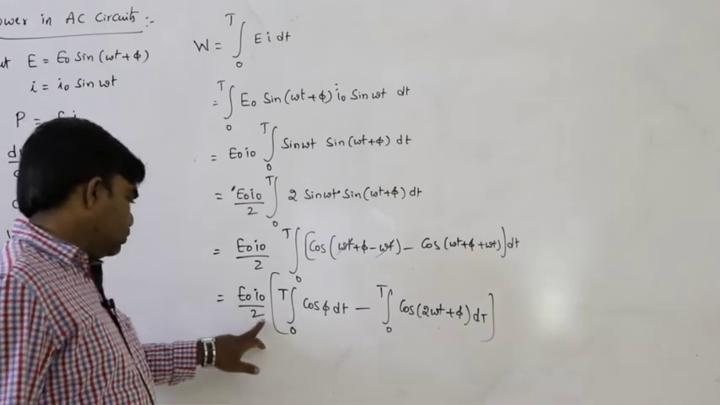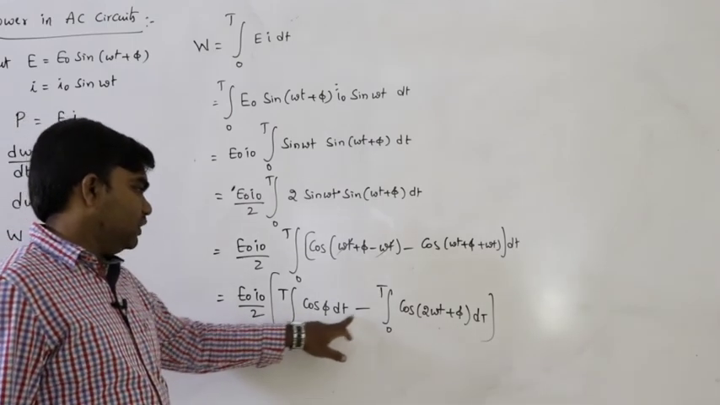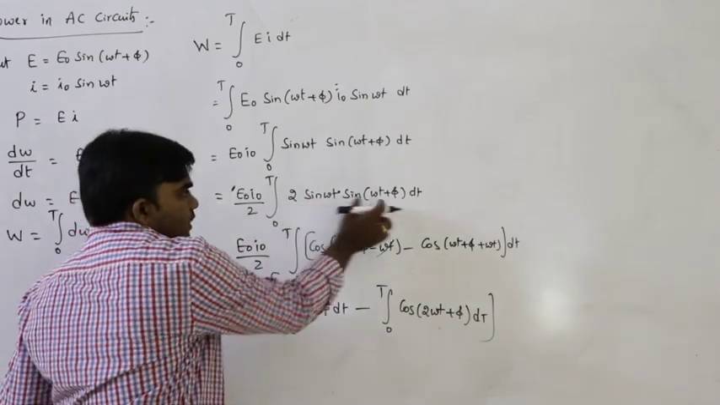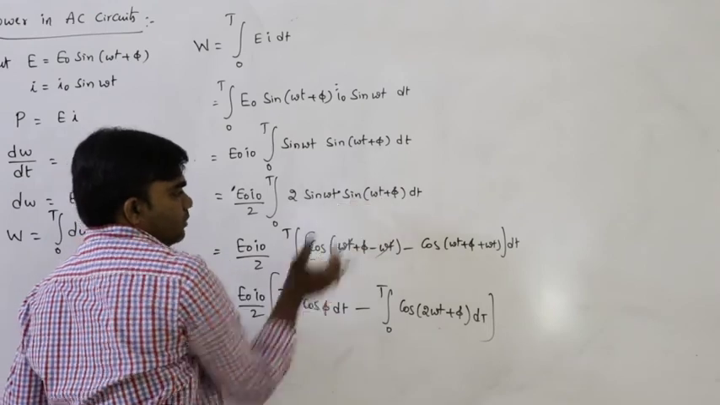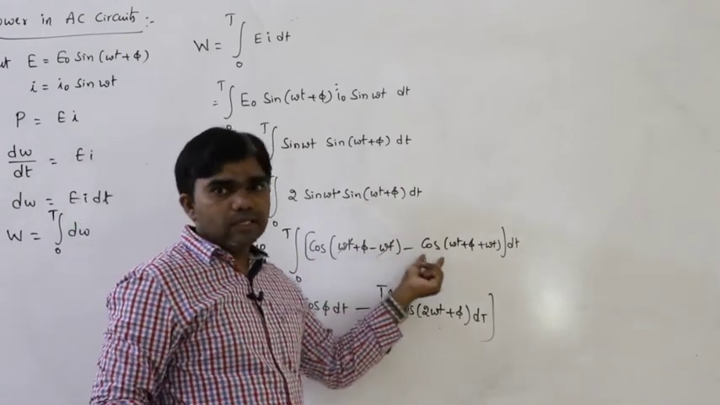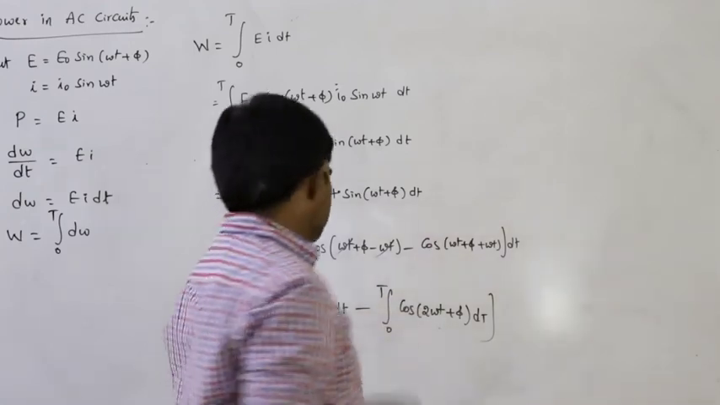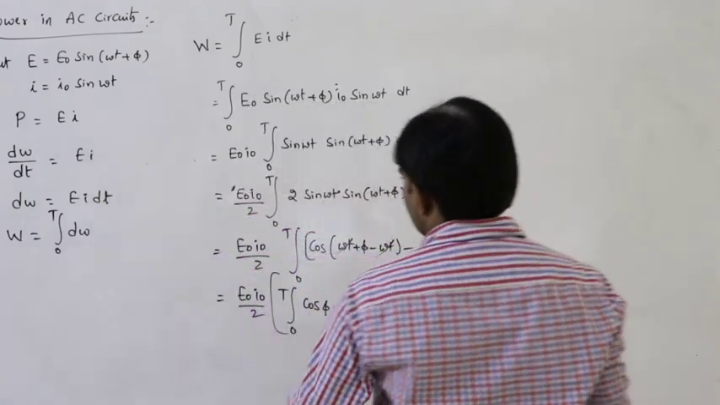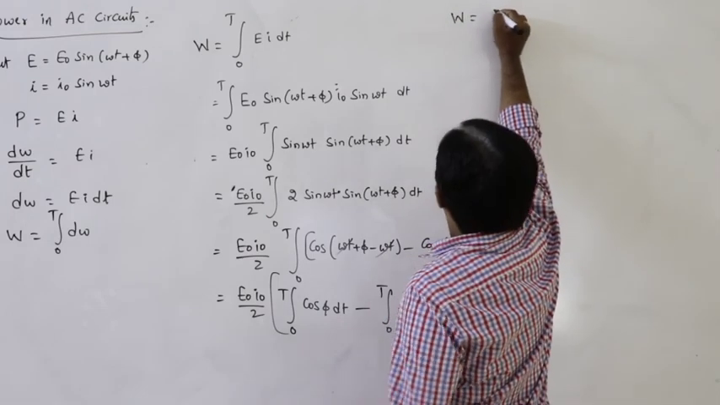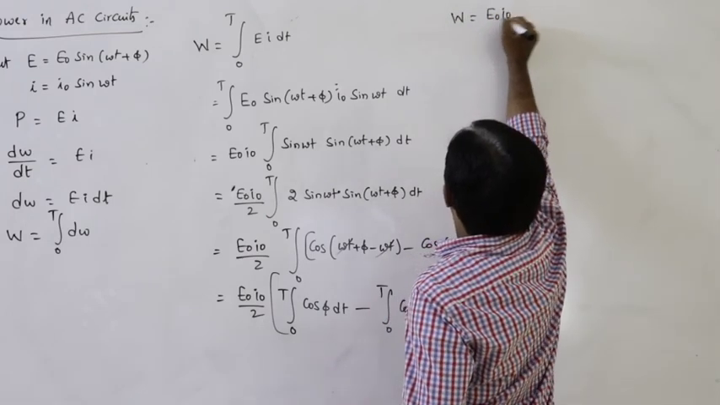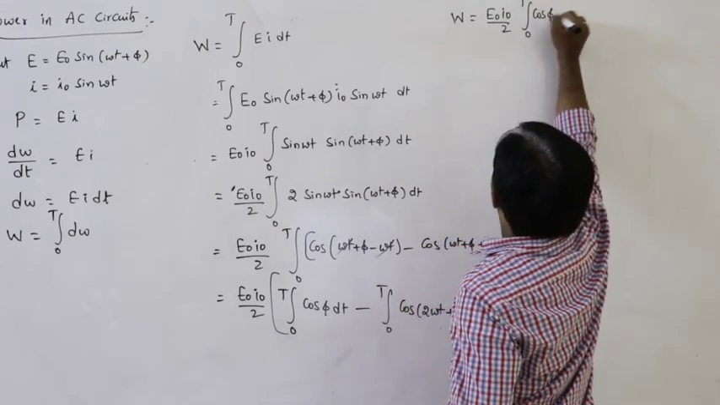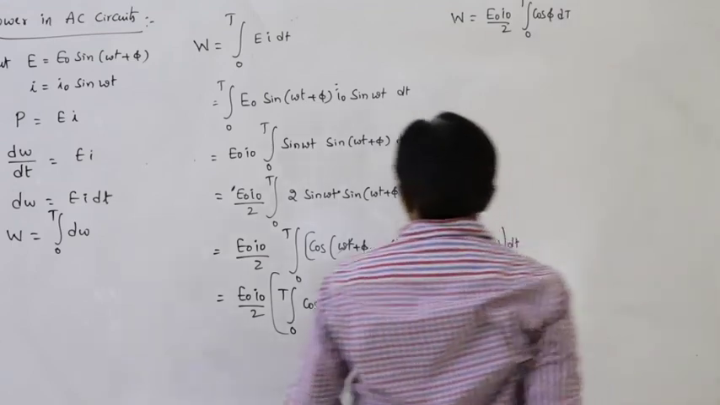E naught I naught by 2 into integral of cos phi dt minus cos of 2 omega t plus phi. So this is 2 sin A sin B. What I am writing here is cos of A minus B minus cos of A plus B. So that is the situation here. So work done can be written as E naught I naught by 2 into integral of 0 to T cos phi dt. And this term is 0.